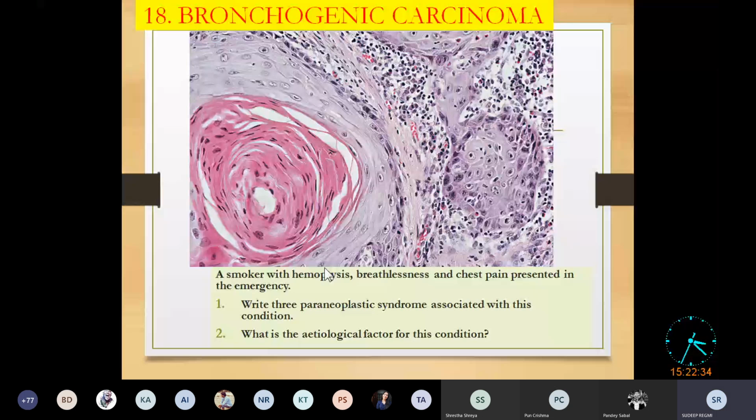And what is the etiological factor for this condition? Tobacco smoking, air pollution, and occupational exposure to radiation. Very good. Occupational exposure. And genetics. Okay. Fair enough.